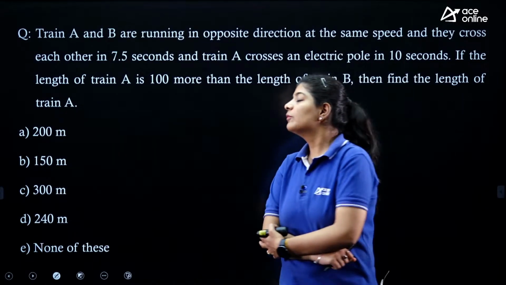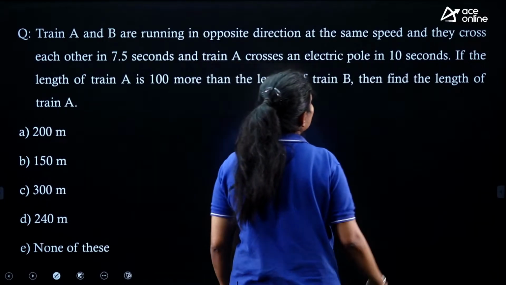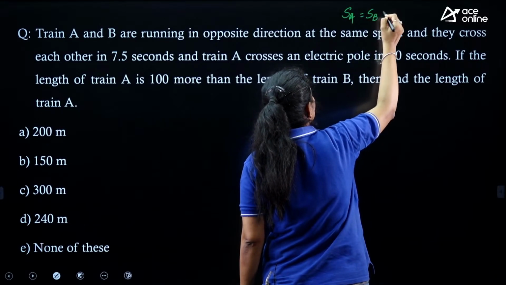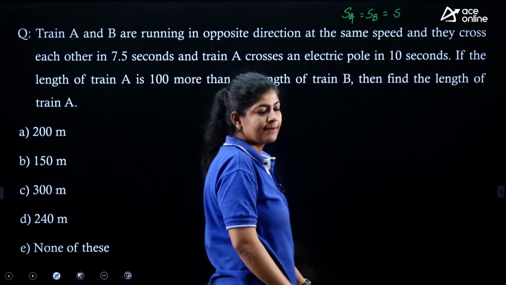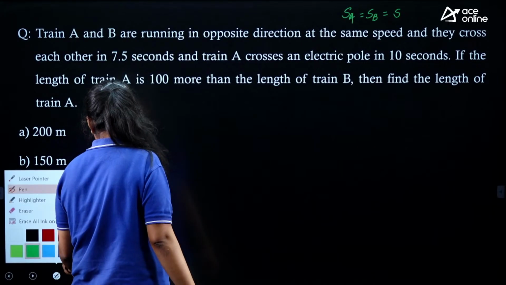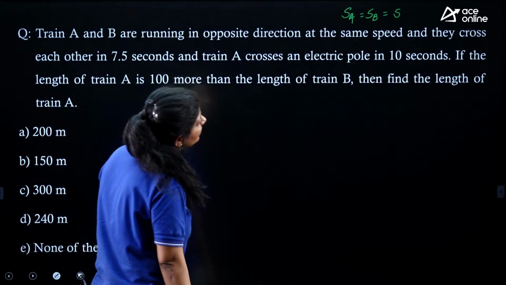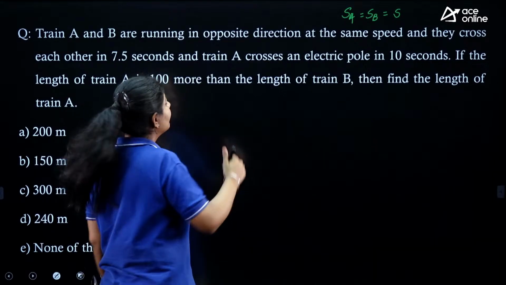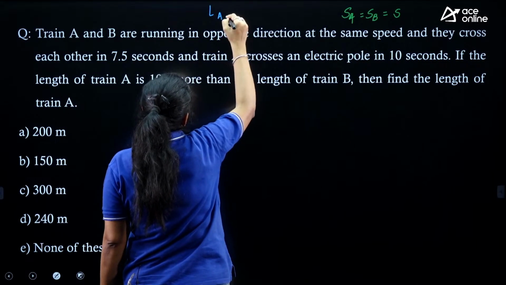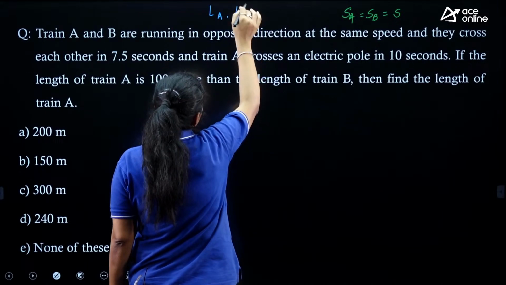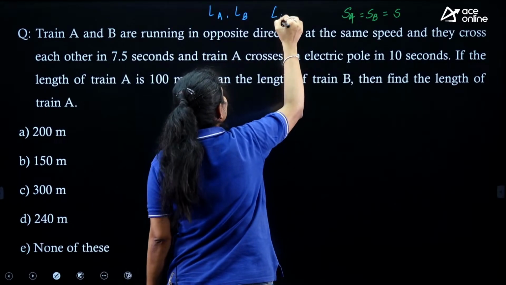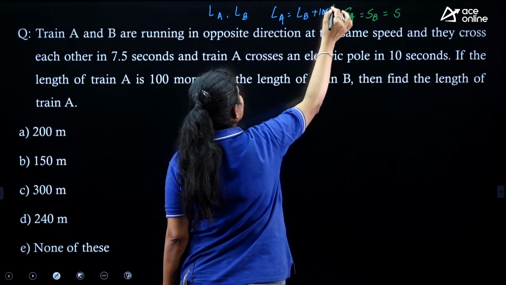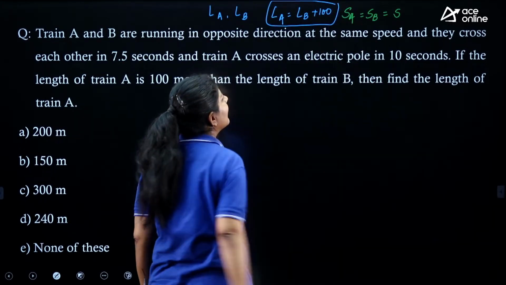As the speed of both the trains is given as equal, we can say that speed of train A is equal to speed of train B, and we are just assuming it as S, right? There's one more relation given over here, that the length of train A is 100 more than the length of train B. So the relation between them is that LA is equal to LB plus 100. This is the relation that we have in the question.